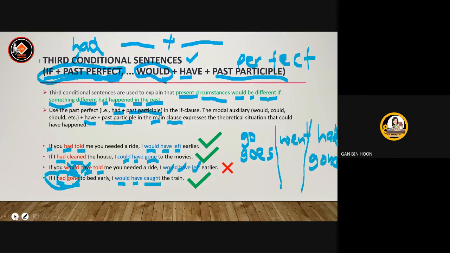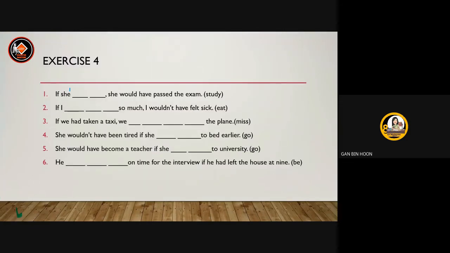Okay, let's look at the questions. Okay, try this. Number 1. If she ... or ... she would have passed the exam. So, bermaksud, jika dia study, sepatutnya dia boleh lulus. Tetapi kenyataan sebenarnya dia tak study dan dia tak lulus.